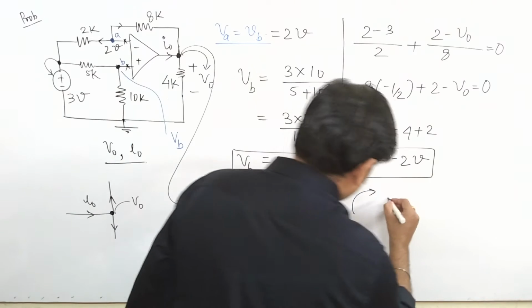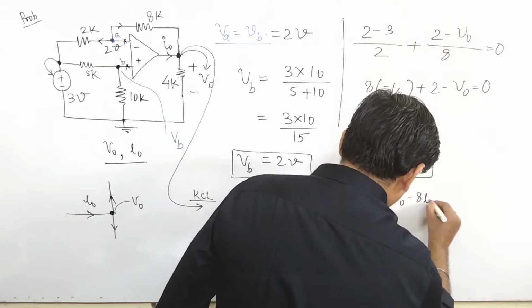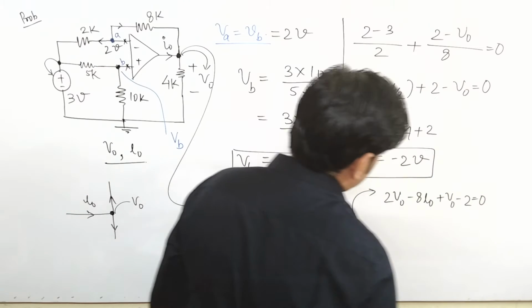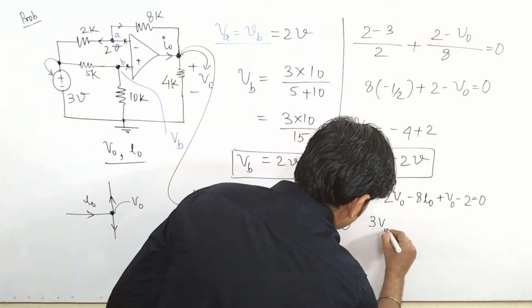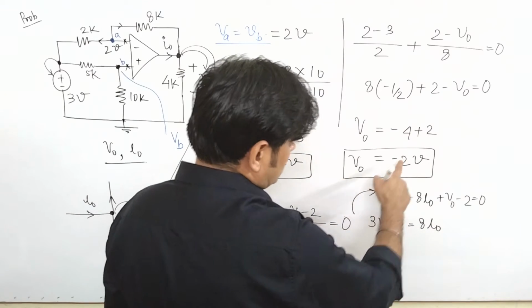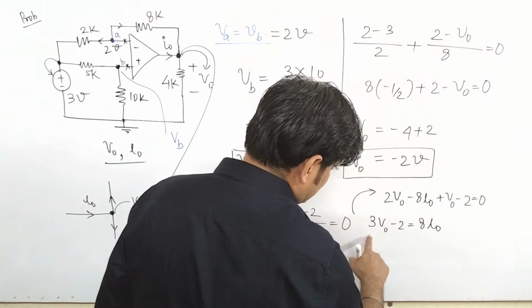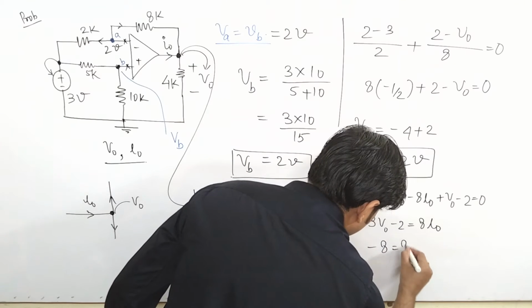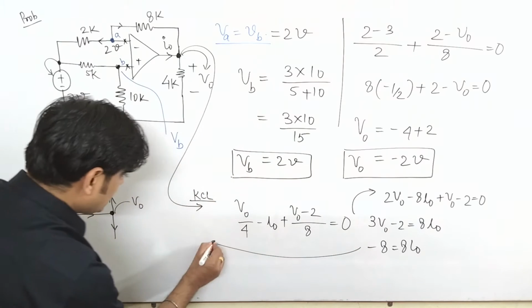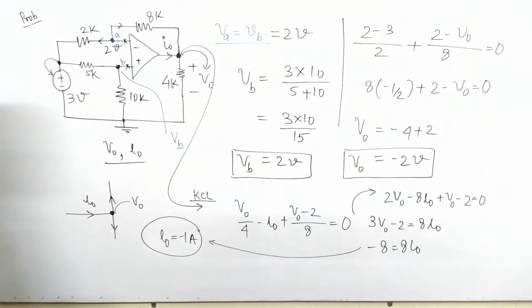Here I am solving it. So that comes to be twice of V naught minus 8 I naught plus V naught minus 2 is equal to 0. So that comes to be 3 V naught minus 2 is equal to 8 I naught. Now what is the value of V naught? Please see, it is minus 2 volts. So 3 times minus 2 is minus 6, minus 6 minus 2 comes to be minus 8, equal to 8 I naught. So from here you can say that the value of I naught is equal to minus 1 ampere. So this is your answer.